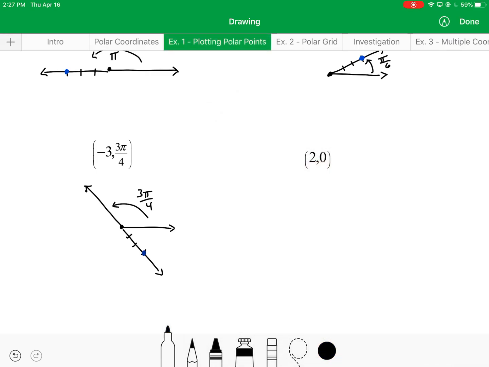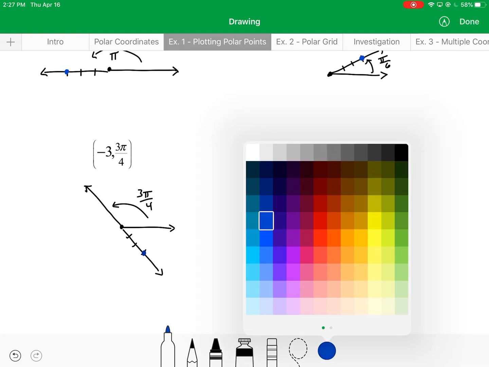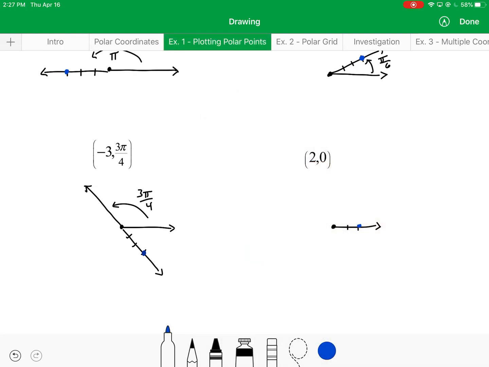All right, last point. Very easy to confuse this with rectangular form. So we have (2, 0). From context, we have to understand that 0 actually represents radians. Well, we know that 0 radians or 0 degrees would make our terminal ray the same position as our initial ray, right? So all I have to do is go 2 units on that polar axis to get to my point of (2, 0). Okay.